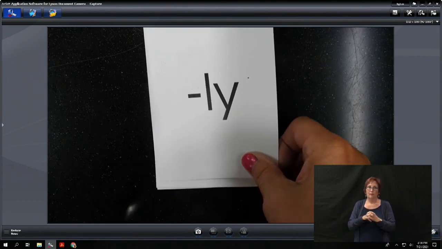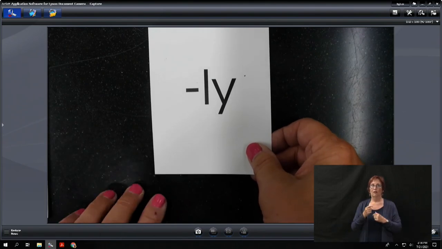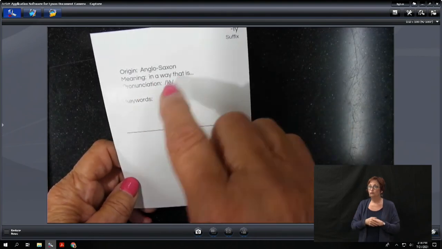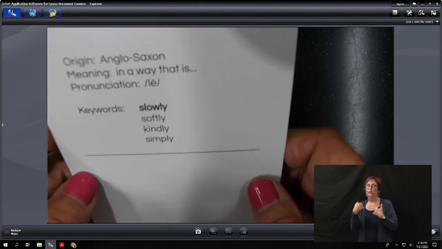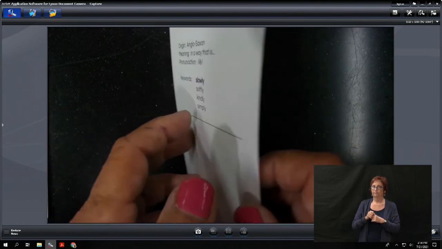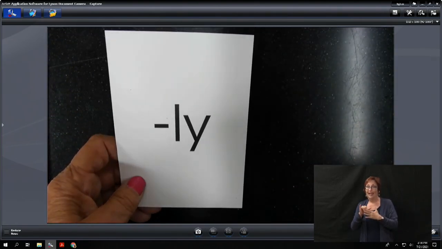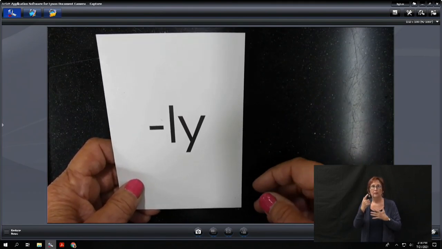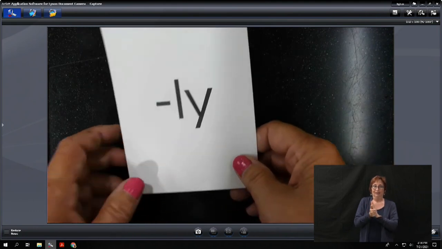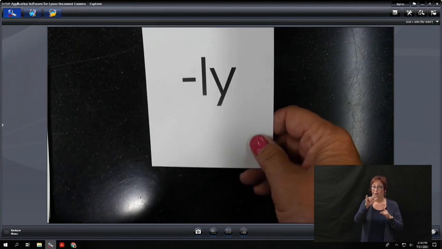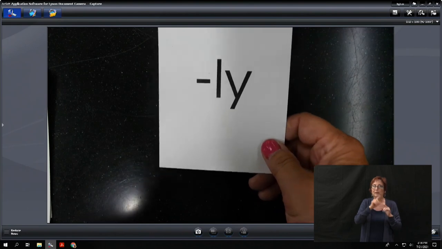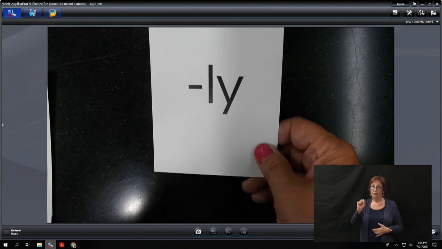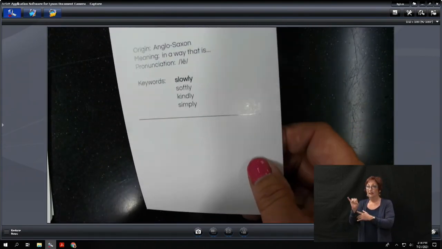The first one is ly, and ly means in a way that is. She has them on the back, so you don't even have to look. Then I would say to the class, give me an example word. That's the important thing, attaching it to a word and knowing what that word is and when to use it. So it's ly, a consonant suffix, and it means in a way that is.